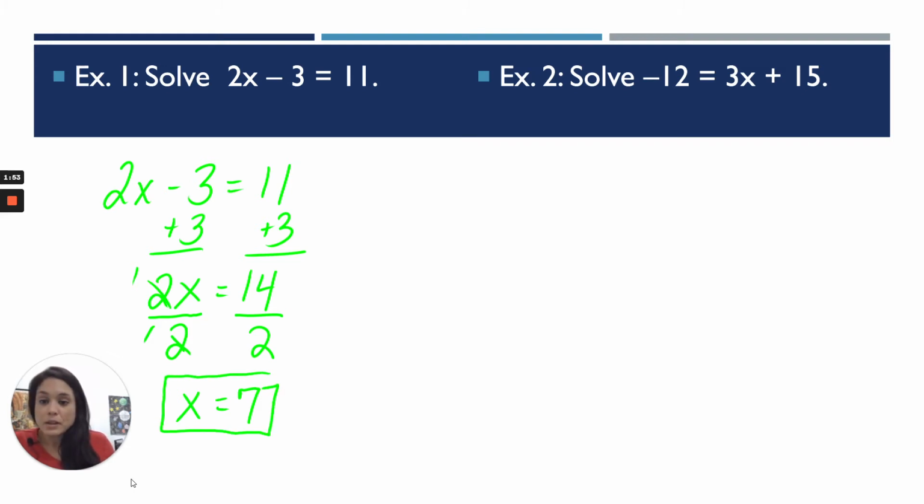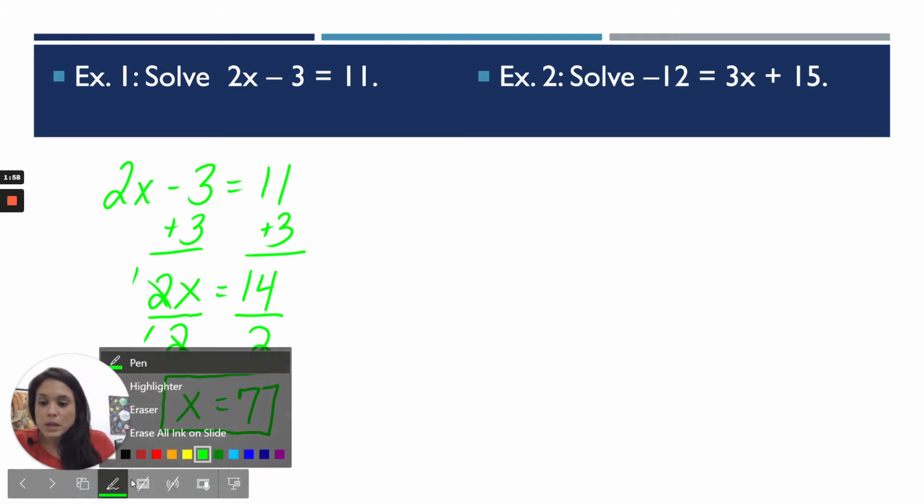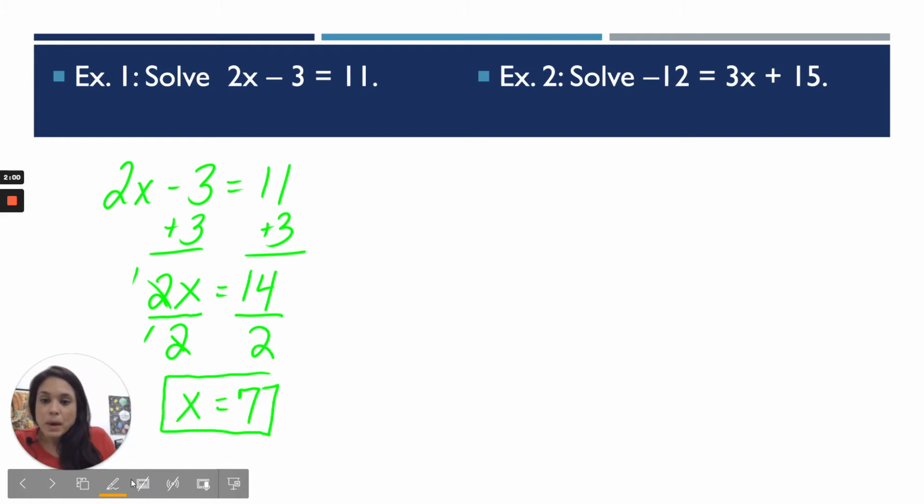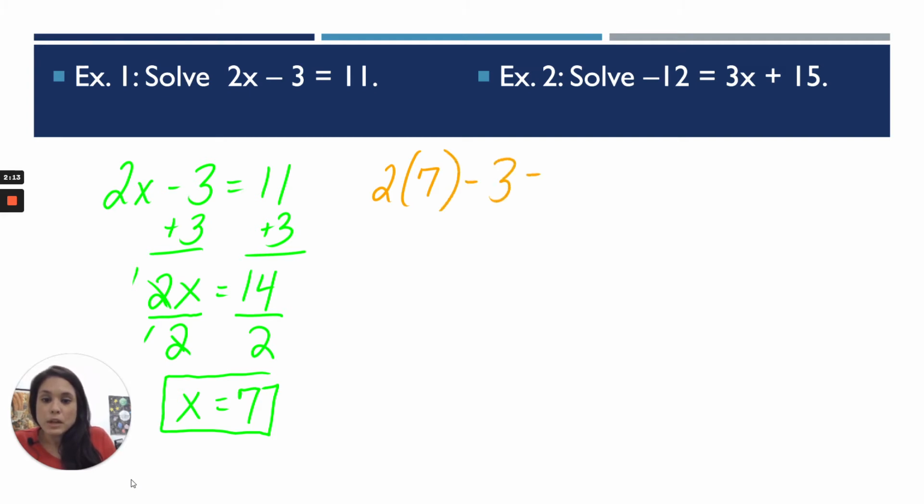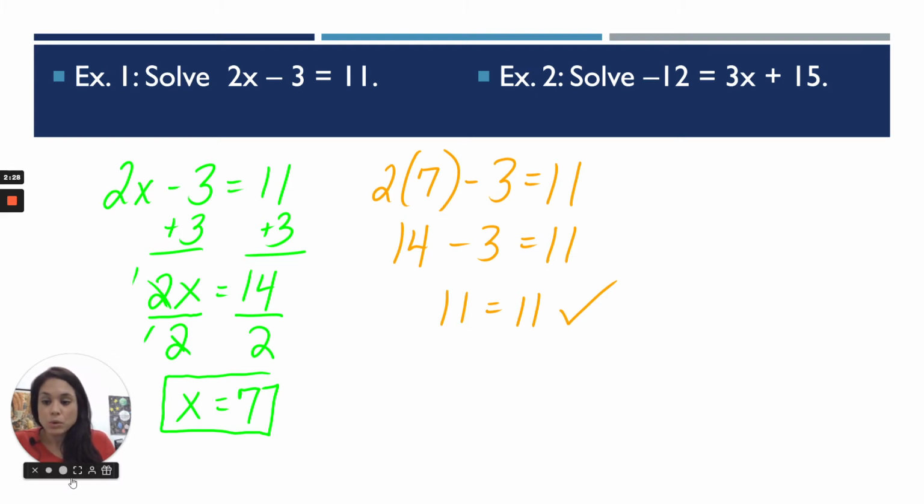Now we can check this by putting this back into the equation. If I put this back into the equation, I would fill in the x with 7. So let me put my answer, 7 in parentheses, minus 3 equals 11. So 2 times 7 is 14, minus 3 equals 11. 14 minus 3 is 11, so yes, this is the correct answer. X is equal to 7.